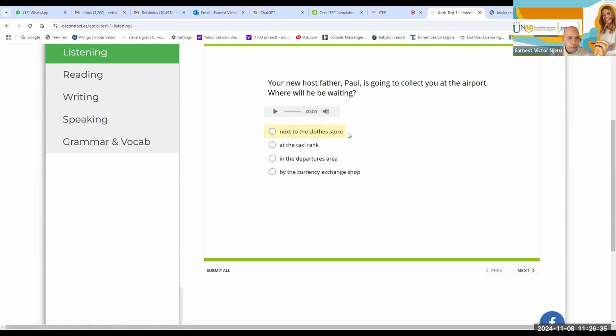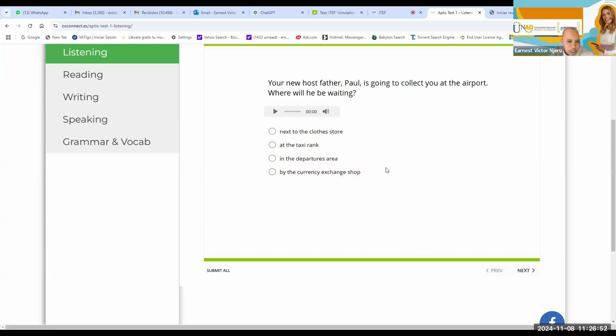Next to the clothes store? That he'll be waiting for you there. Is it possible for him to wait for you at the taxi rank? Yes, possibly. In the airport, there could be a taxi rank where the taxis wait for the people. It's possible. So B is a possible answer.